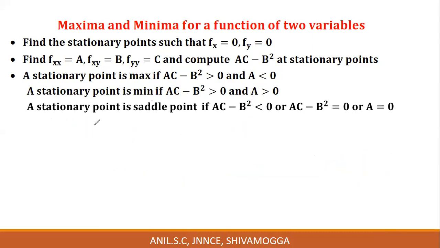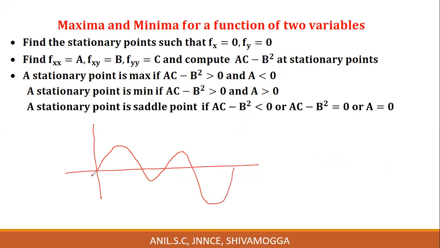Let's consider one more example. Start from this point and end at this point. Clearly, this is the maximum and this is the minimum of the function. Both maximum and minimum exist. At these points of maximum and minimum, the derivatives are equal to 0.